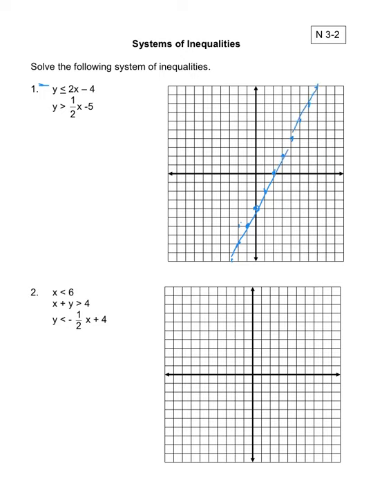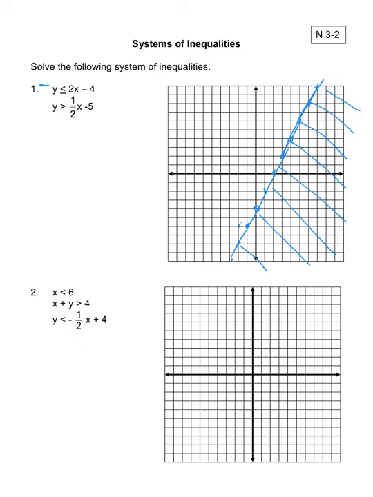What we learned from the last lesson is that with solid lines, the answer could be on that line, or in the direction that it's shaded. This one is less than, so that means shade below. So I'm going to shade below. The answer as of right now could be anywhere on the blue line or below it.